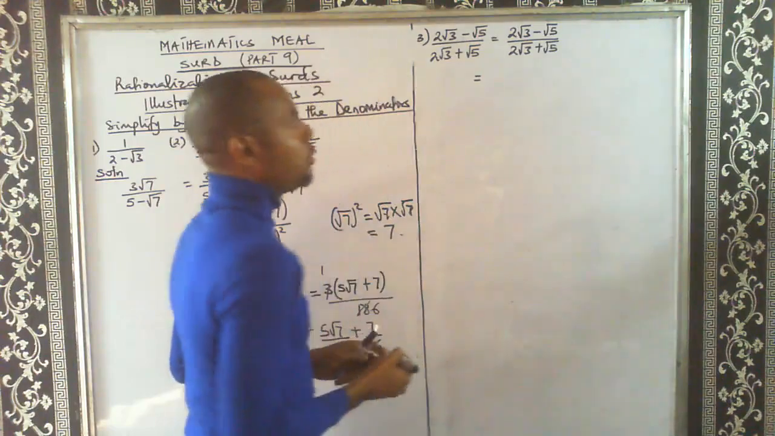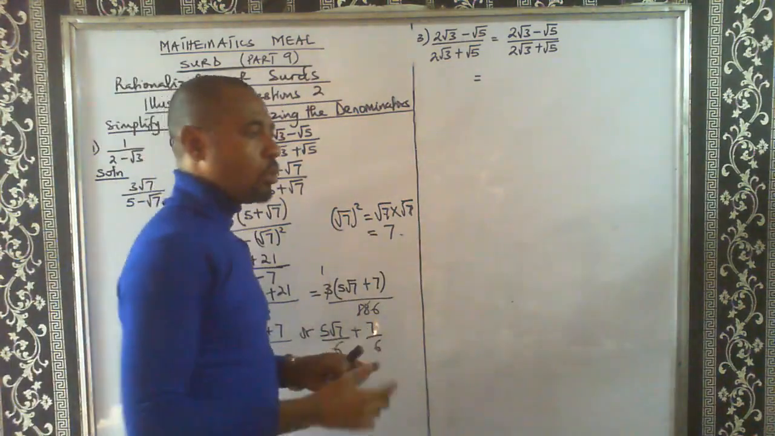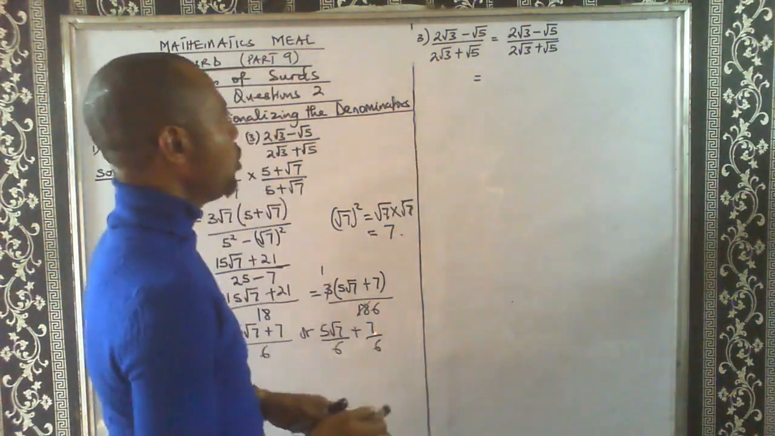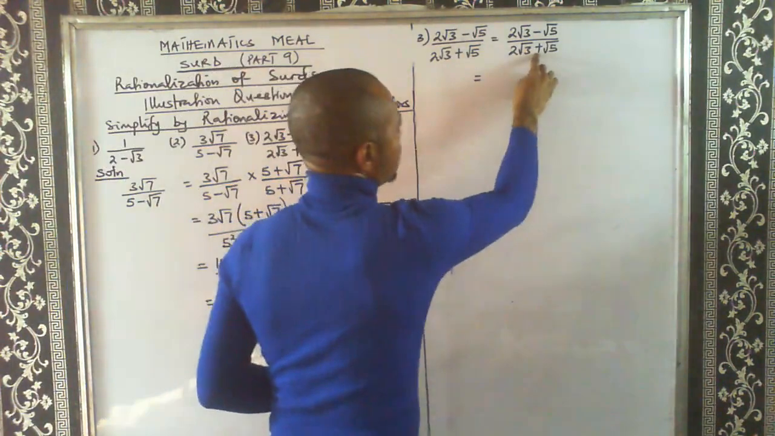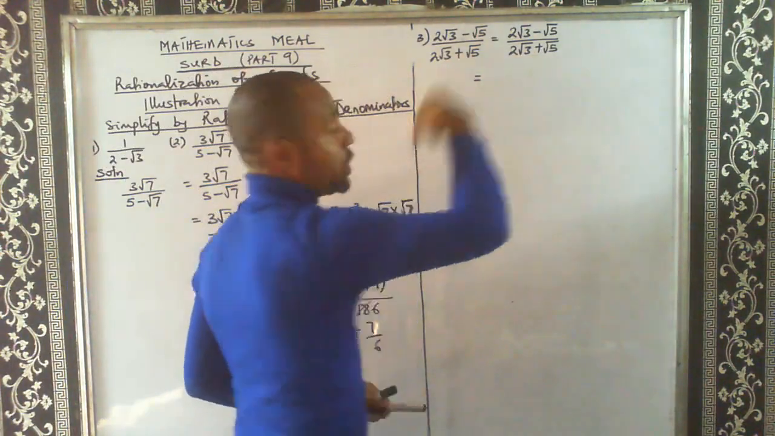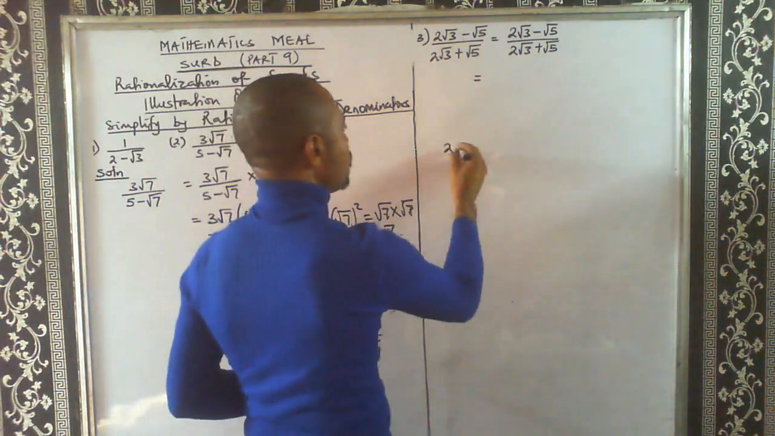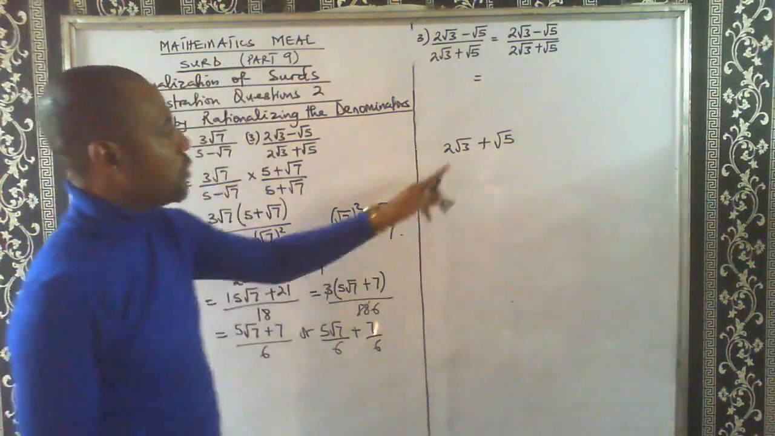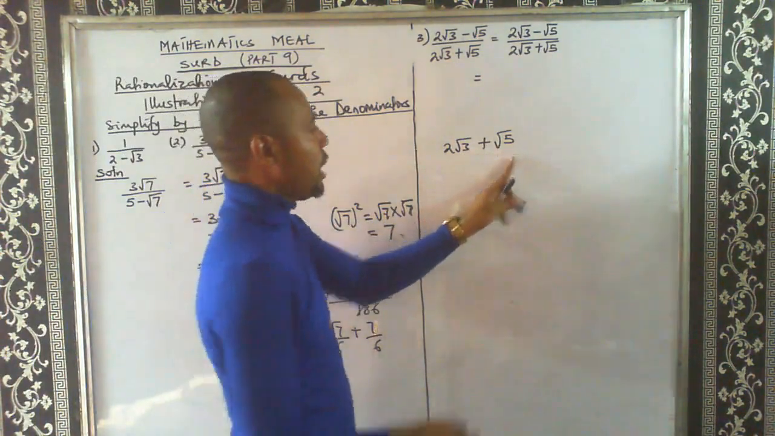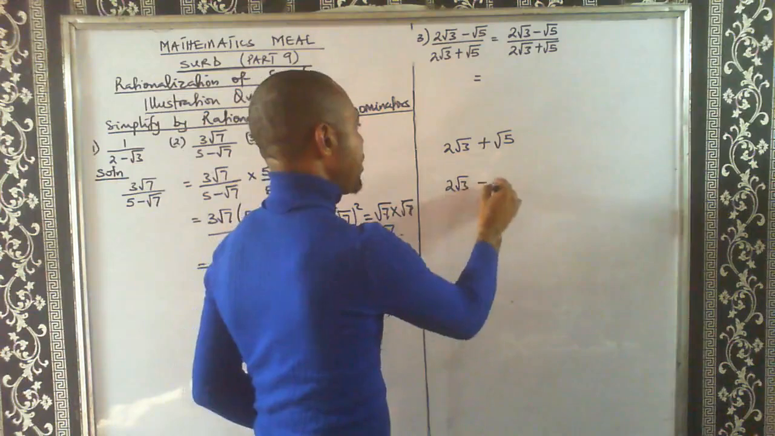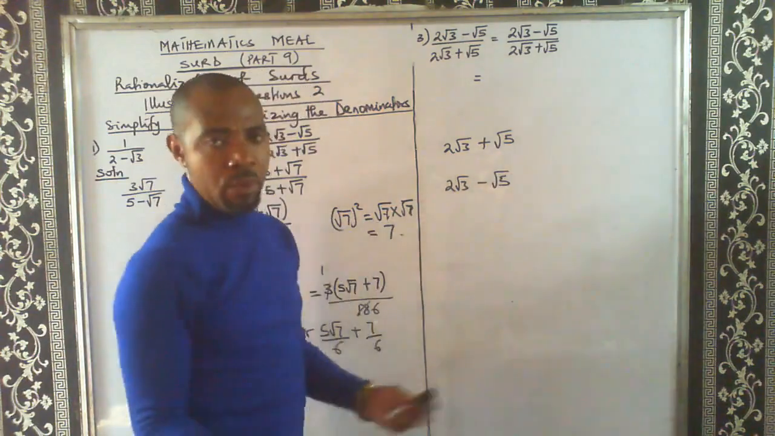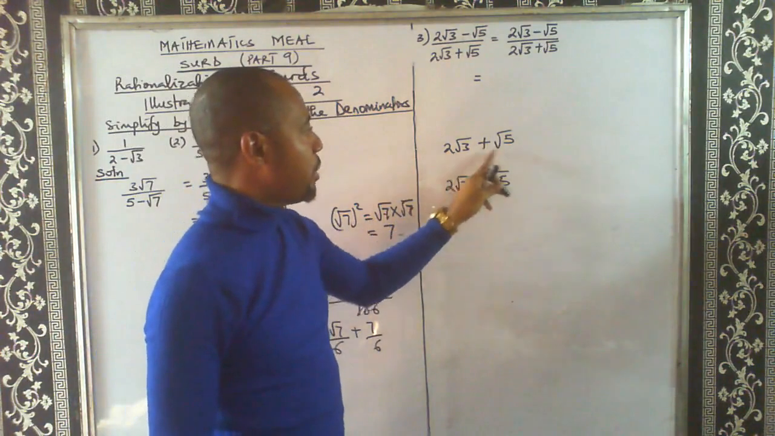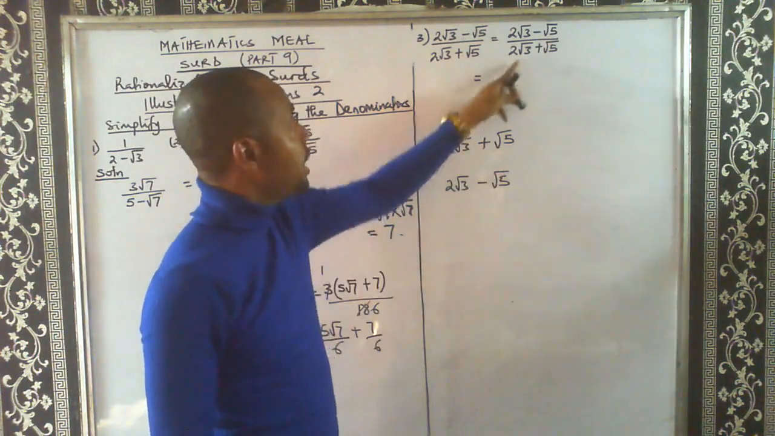Now, we will find the conjugate of the denominator. The conjugate of the denominator will be obtained by just removing this positive sign and changing it to the opposite sign. So I have 2 square root of 3 plus square root of 5. What will be the conjugate of 2 root 3 plus root 5? It is going to be 2 root 3 minus root 5. We have said that to find the conjugate of a binomial, we change the sign separating the two terms to the opposite sign. So here the sign is plus.